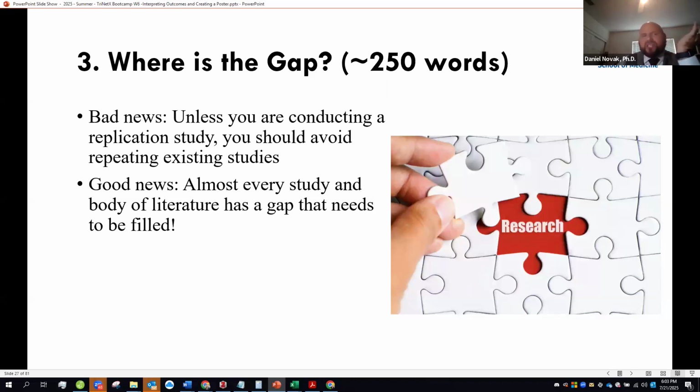The good news is that almost every study in every body of literature has a gap that needs to be filled. There's something missing, some way of looking at it, some population that wasn't looked at, some new piece of knowledge that we've learned since that can play a really valuable role in developing your study, right?